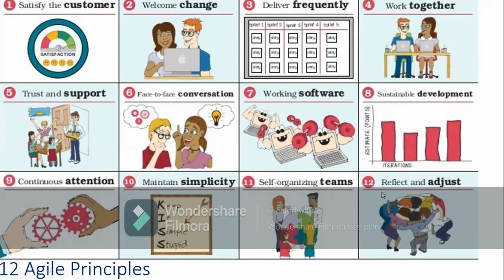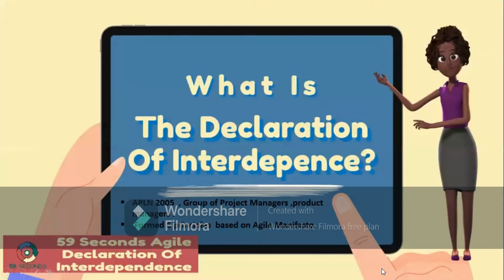Reflect and adjust. It's very important that whenever you have a change request, you're able to evaluate it in terms of time and scope, and adjust in a team-collaborative way, considering the customer and the stakeholders, which is the product owner. He is one of the team. So those are the 12 Agile principles.